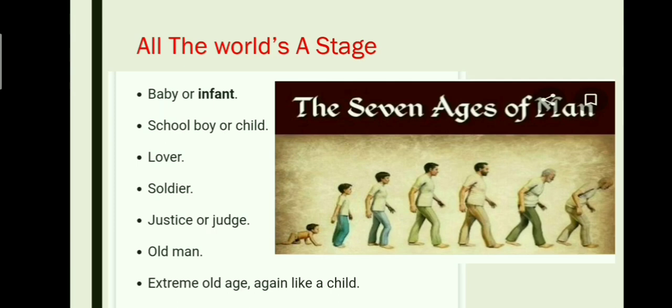Now, All the World Is a Stage, written by William Shakespeare, is also the most interesting poem written by him and part of your syllabus. All the World Is a Stage is not about you or me, but it is about the whole universe. Here the life of man is divided into 7 stages, and these 7 stages are like a film, like a movie floating in front of our eyes.